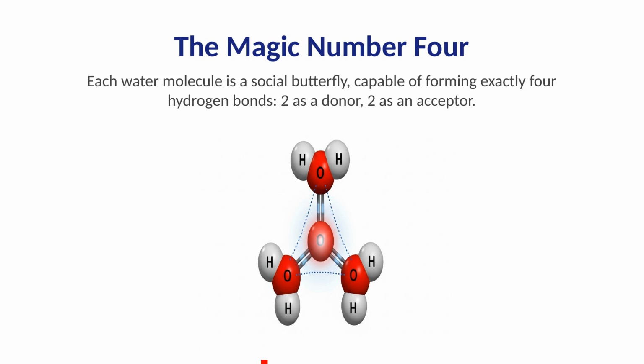Water is also a massive social butterfly. If you focus on the central molecule in this cluster, you'll see it's connected to exactly 4 neighbors, because it has 2 hydrogens to donate and 2 lone pairs to accept. Every single water molecule can form 4 hydrogen bonds. This creates a beautiful symmetrical tetrahedral arrangement that gives water its unique structural strength.